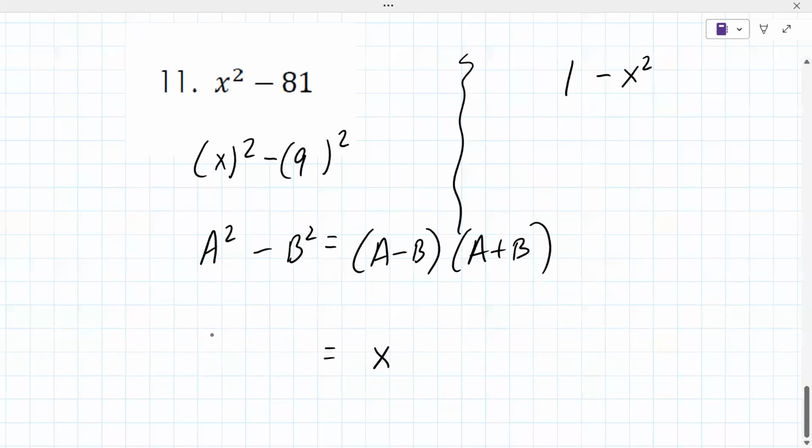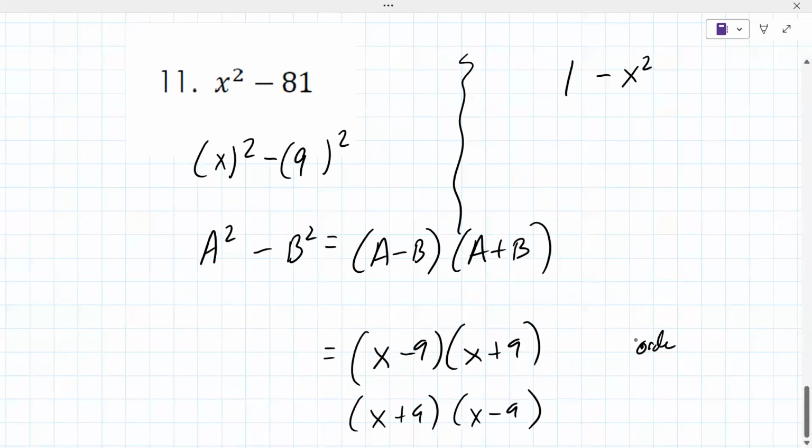Now you need to take the a squared minus b squared and turn it into the factored form. So this would be (x minus 9)(x plus 9). The order does not matter. So if you end up putting in (x plus 9)(x minus 9), that's okay too. Got it. So the goal is to figure out what is being squared, what is being squared. Got it.